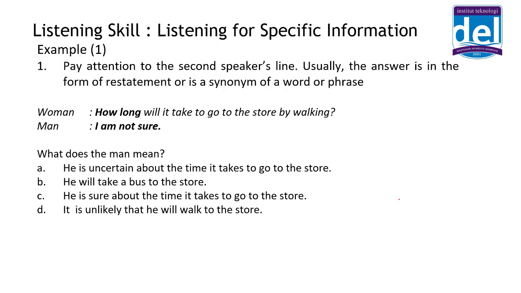So let's check the examples one by one. The first one is pay attention to the second speaker's line. Usually the answer is in the form of a restatement or is a synonym of a word or phrase. So for example, how long will it take to go to the store by walking? I am not sure. So I'm not sure or I'm unsure has the same meaning as it is uncertain. Okay, so it is the synonym of the words not sure. Okay, so that's the example of a restatement.